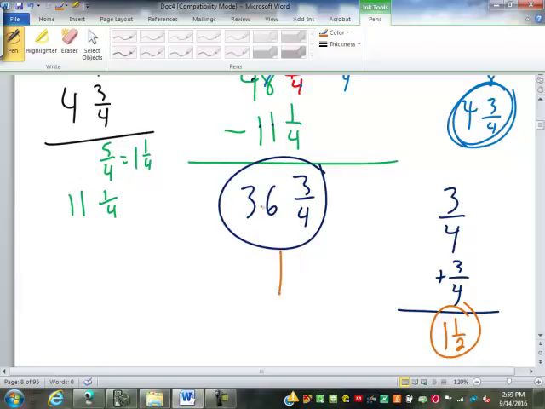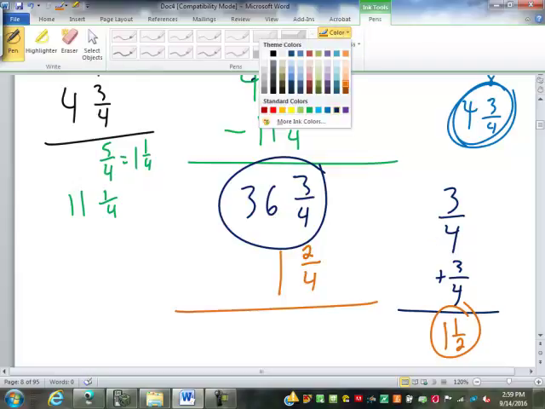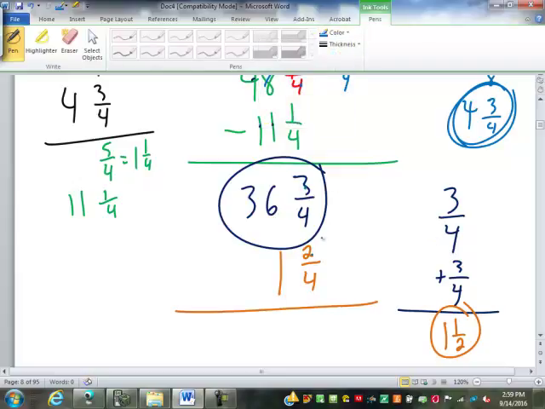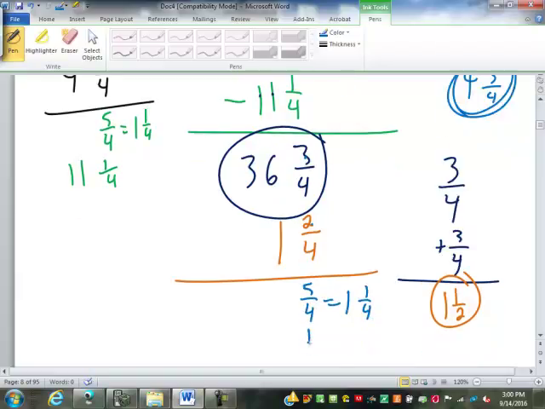So 36 3/4 plus 1.5. Again, I'm going to change my 1/2 to 2/4. 3/4 and 2/4 make 5/4, which is 1 1/4 again. So I've got my 1/4, carry my 1. 1 and 6 is 7, plus 1 is 8. And 3, 38 1/4 inches. How many of you had 38 1/4? Perfect.